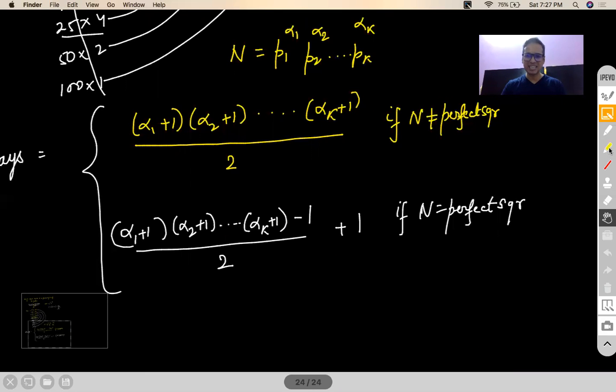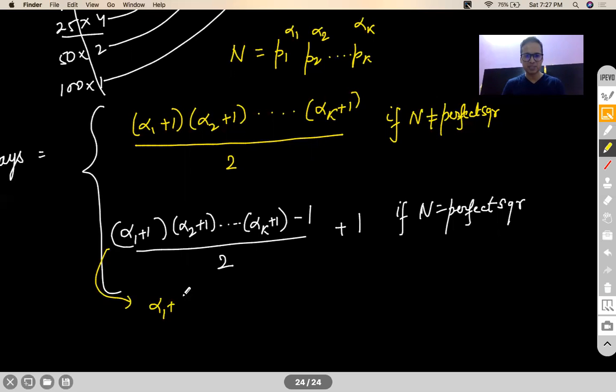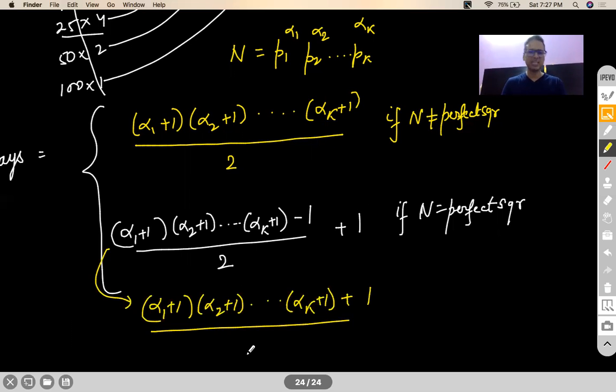They will directly write the same thing as alpha 1 plus 1, alpha 2 plus 1, all the way till alpha k plus 1. Now, if you take an LCM over here, it is automatically going to be 2, so it will become plus 1 by 2. Any one of them you remember, that is fine. So this is the formula if n is a perfect square. I've already written it, so I don't want to write it again. Is the idea clear?